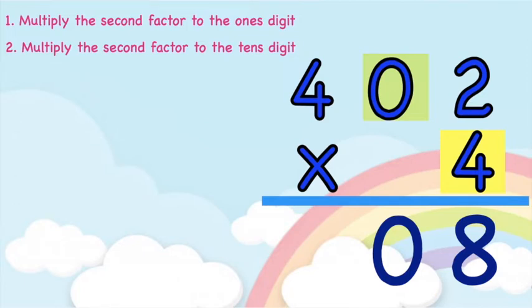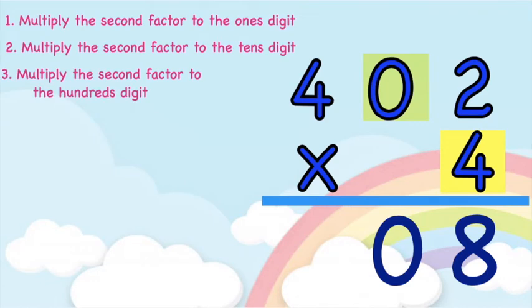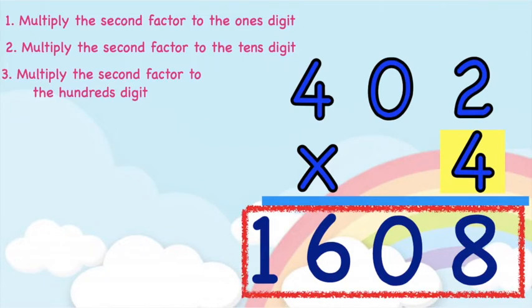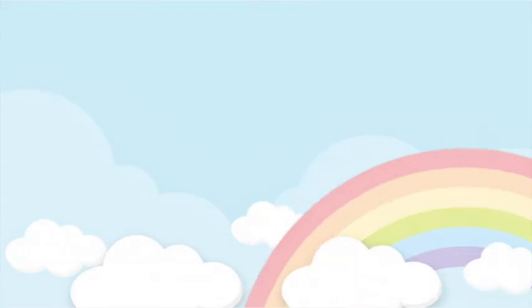So now, let's have the third one. Multiply the second factor to the hundreds digit, which is digit 4. So 4 times 4, that is equal to what? 4, 8, 12, 16. So we're going to write 16 here. So the product of 402 and 4 is 1,608. Is that clear? So let's have the next number.